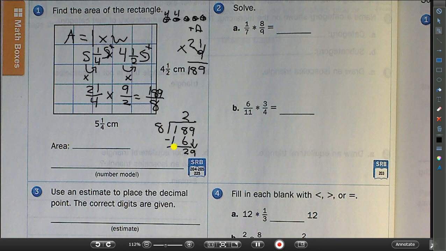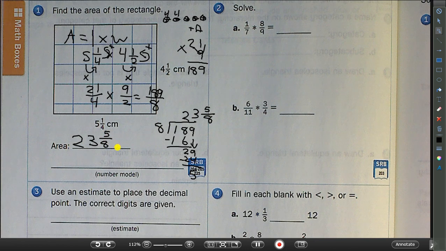Bring down the next number and repeat. See how many times 8 can go into 29. 8, 16, 24, 32 would be too big, so it can only go into it 3 times. 8, 16, 24. And 29 minus 24 is 5. Nothing left to bring down, so that 5 becomes our numerator. And we are dividing by 8 in this problem. So our area ends up being 23 and 5/8.